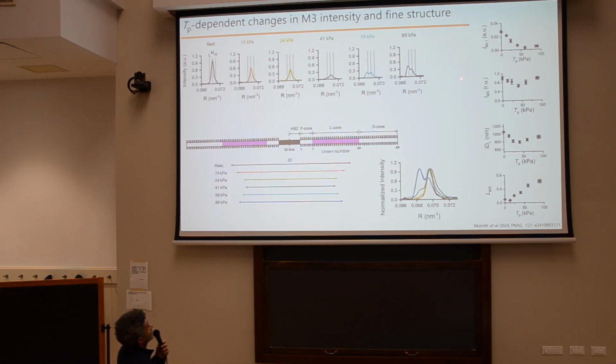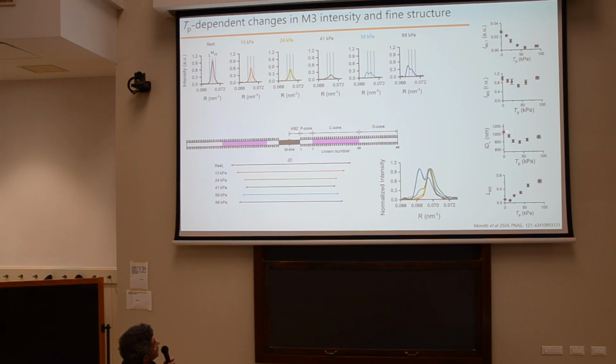So in this way, we can say that there is a reduction in the motors in the off state, and the activation of the thick filament is complete for force larger than about 40 kilopascal. The reduction of the motors in the off state is responsible also for the reduction of the intensity of the entry reflection, but then motors start to attach, and therefore the intensity of the entry reflection starts to rise again.